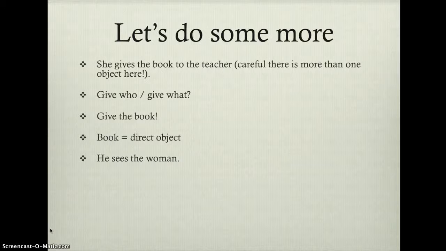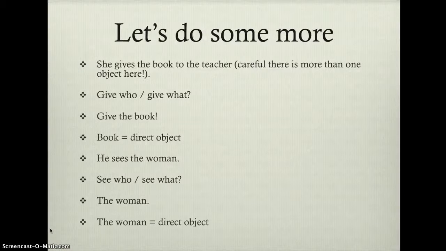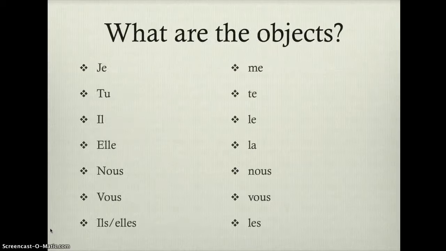He sees the woman. What's our verb here? Think about it. Sees. So see who, see what. He sees the woman. So the woman has to be our direct object. Okay? So really, you just have to find the verb, ask verb who or verb what, and that's your direct object.